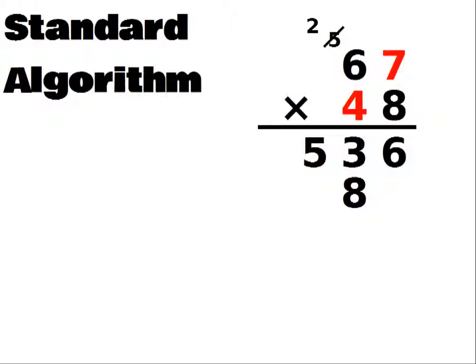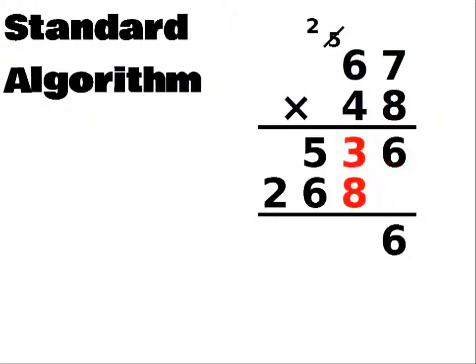Next, we do 4 times 6, which is 24. But we have to add in that 2, so we get 26. And then we write the 6 under the 5, and again, since there isn't another number in the top factor of the multiplication, we just write the 2 in the 26. Then we take these two rows and we add them up.